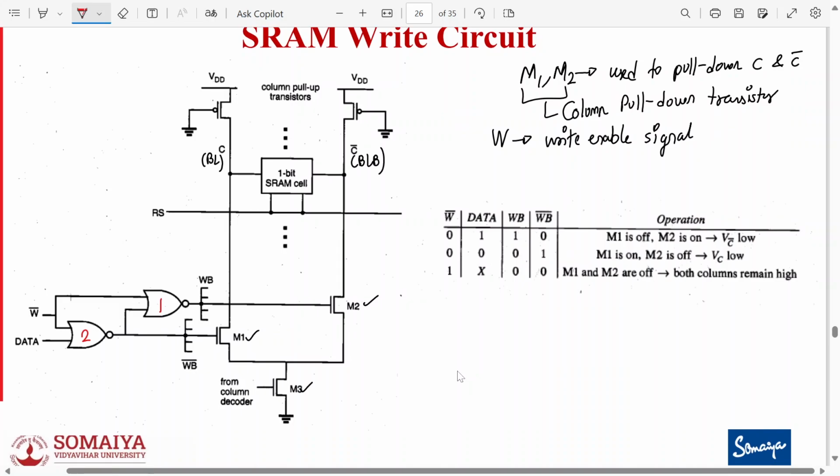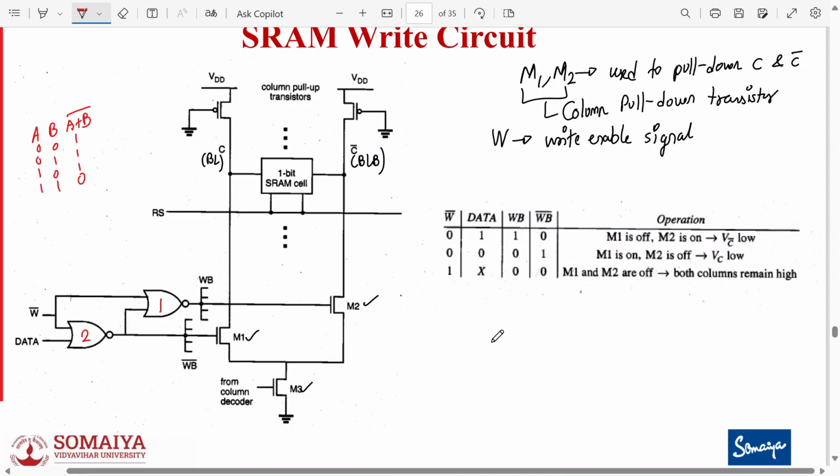Now tell me, when W bar is 0, that means this becomes 1, correct or no? W bar is 0, this is 0. This is a NOR gate, right? What is the symbol of a NOR gate? A plus B bar. So 0, 0, 1, 1 and 0, 1, 0, 1. What is the output? 1, 1, 1, 0. Yes or no?